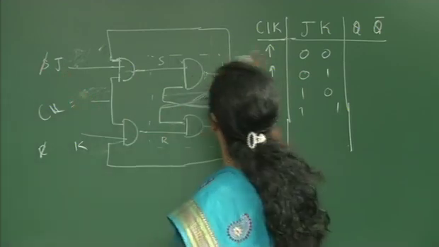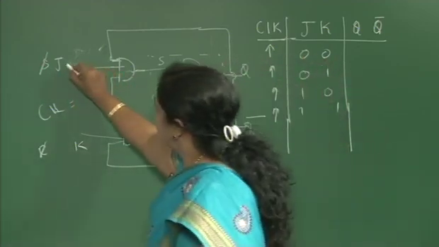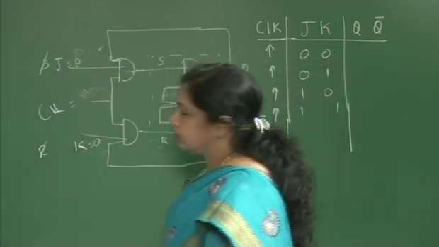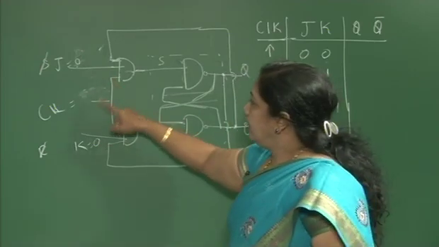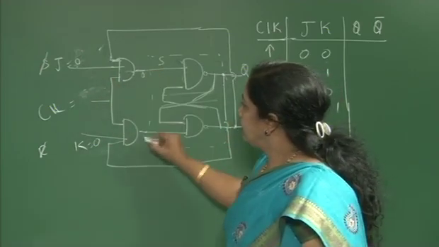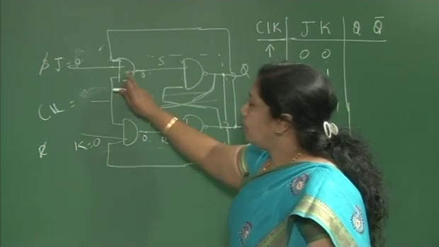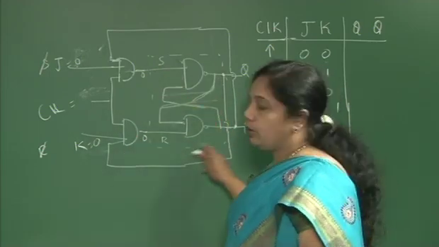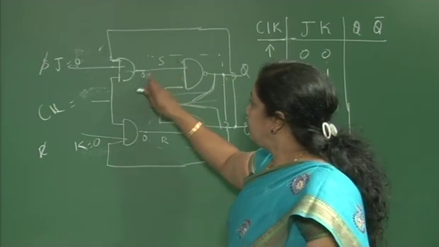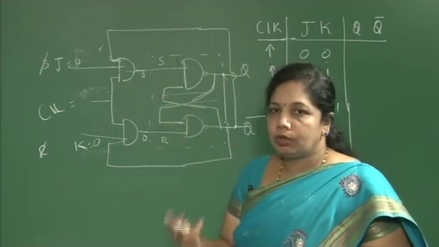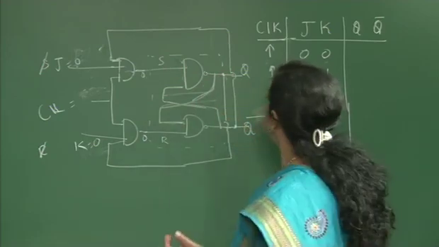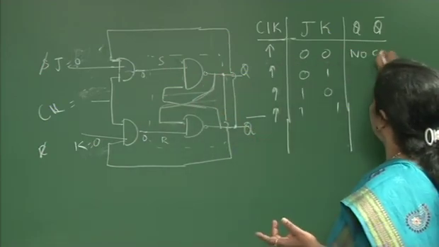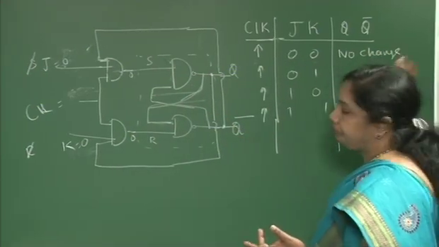Now I am giving input 0 0. As usual, if I give 0 0, your AND gates are disabled here. Output of both the AND gates are 0 0. So this is nothing but your SR latch. When both inputs to the SR latch are 0, you know it is a no change condition. So we get the no change condition here.